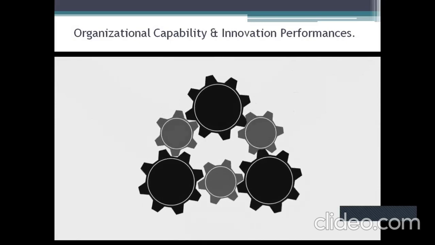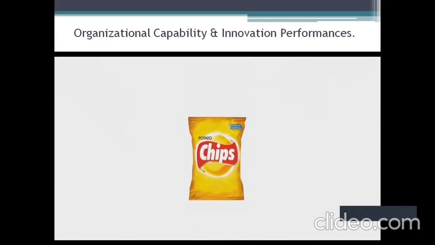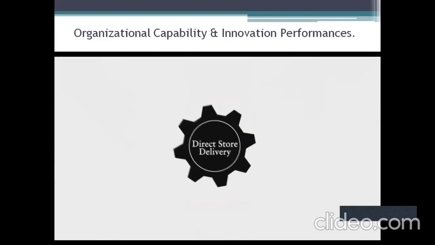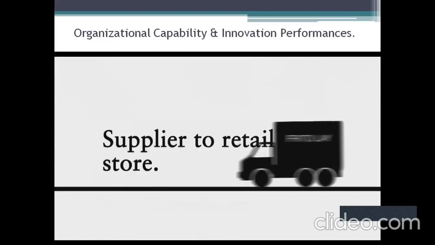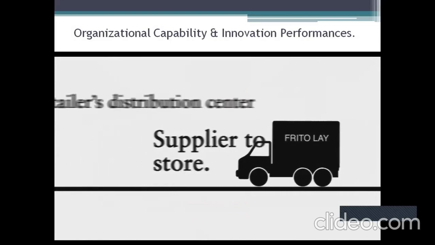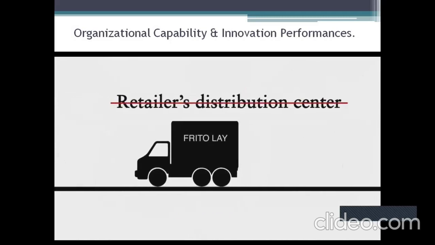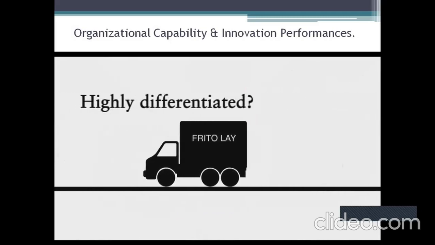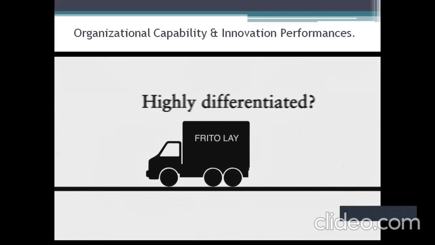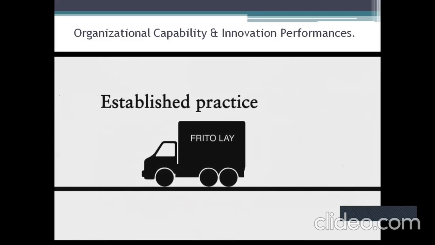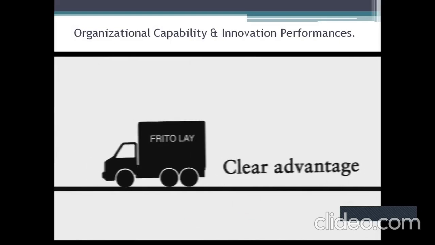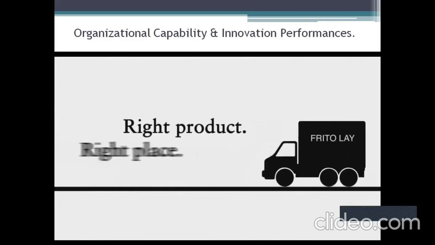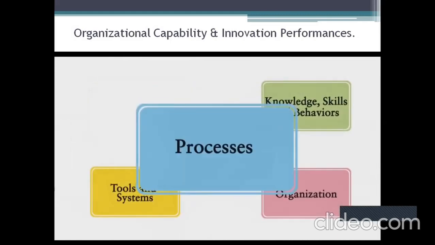Let's take a look at the famous chips and snack brand Frito-Lay and its direct store delivery capability. Direct store delivery is a method of delivering products from a supplier directly to a retail store without going through a retailer's distribution center. DSD is not considered a highly differentiated capability today for everyone. Many consumer packaged goods companies use it. But Frito-Lay has managed to maintain a clear advantage in getting the right product to the right place at the right time. How do they do this?